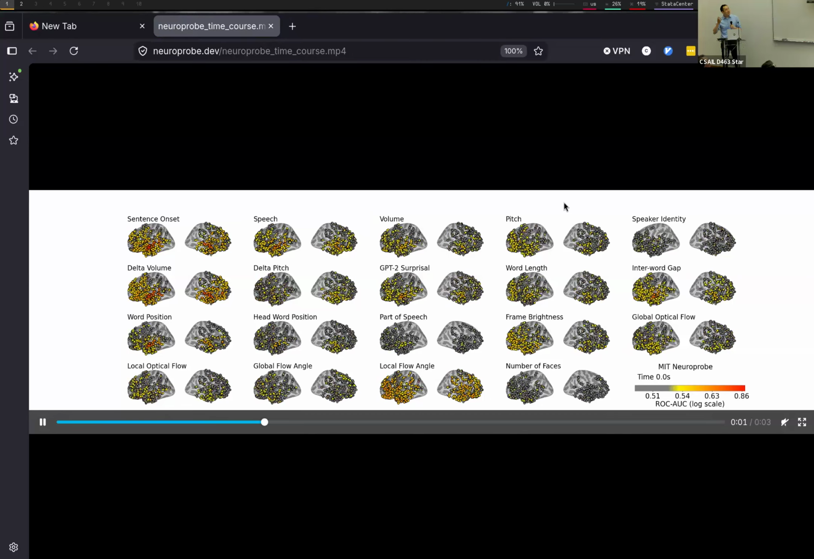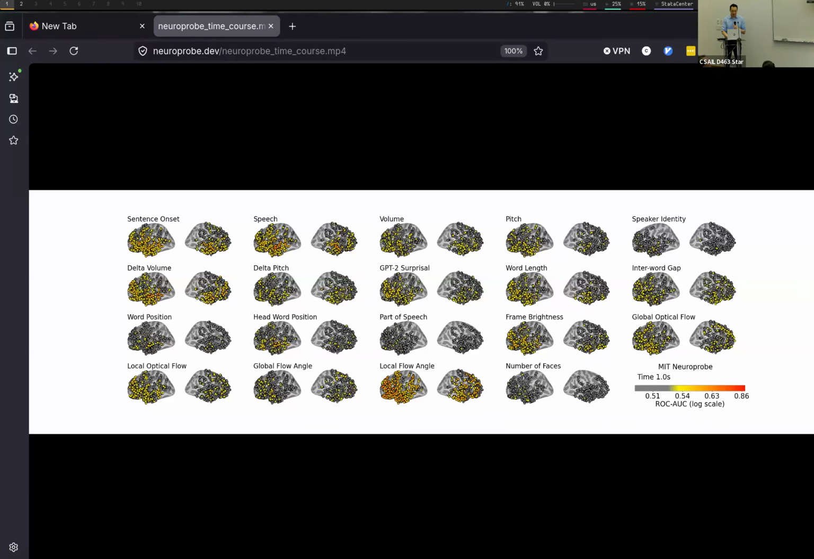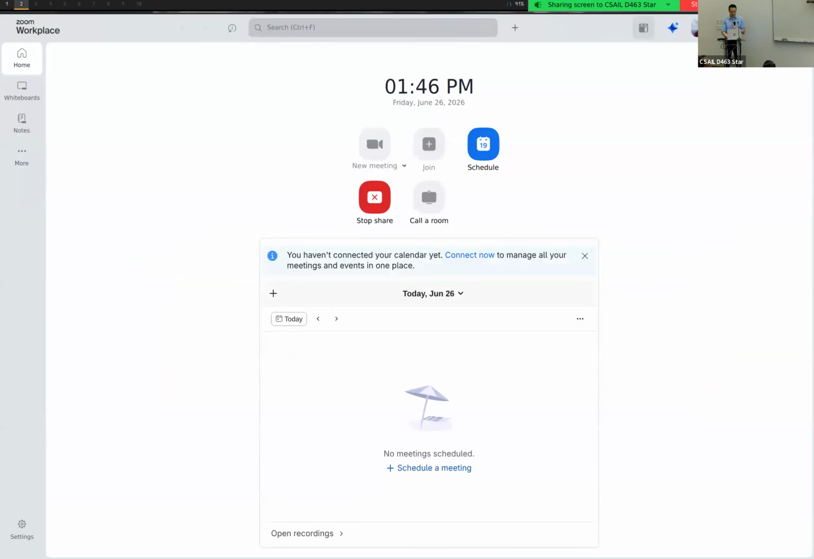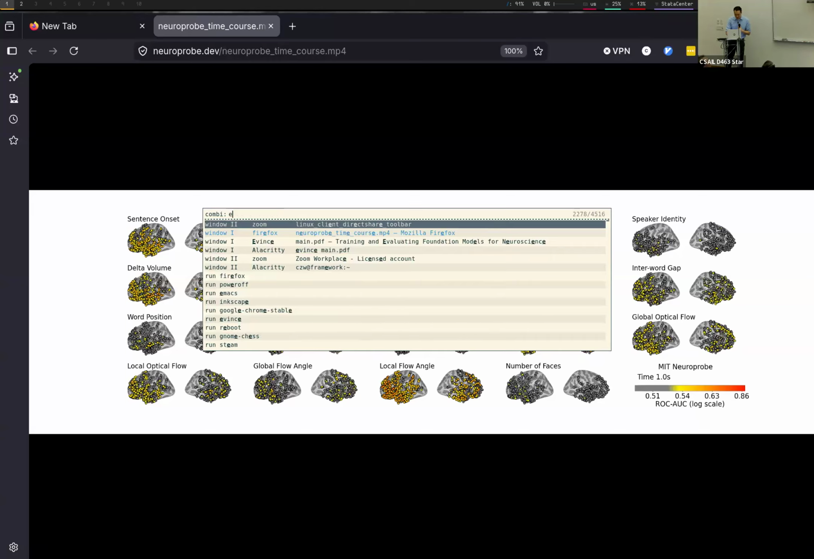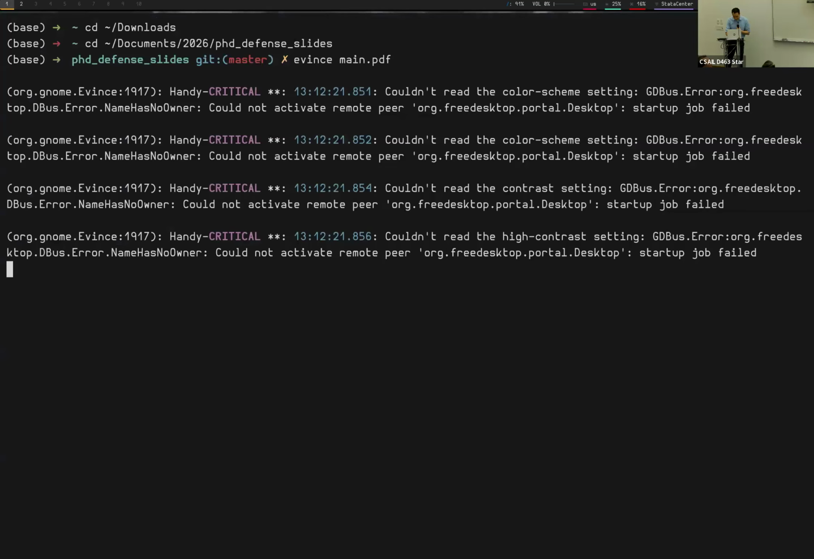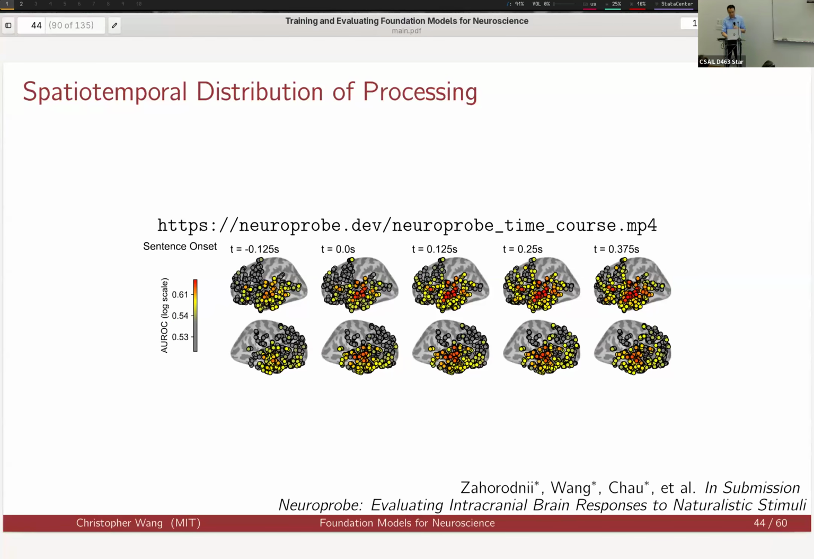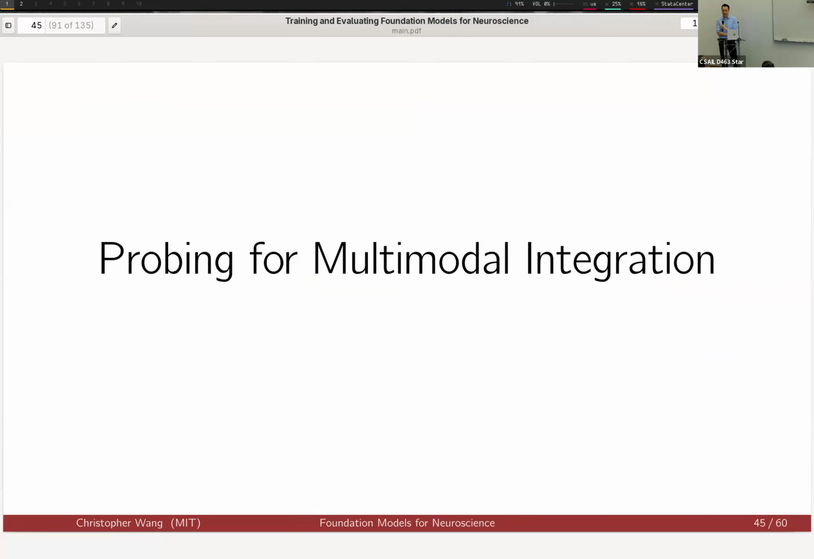I like this a lot because it's a movie of what happens in your brain when you watch movies, and we're watching it as a movie. I'll come back to it if it ended up being too fast.